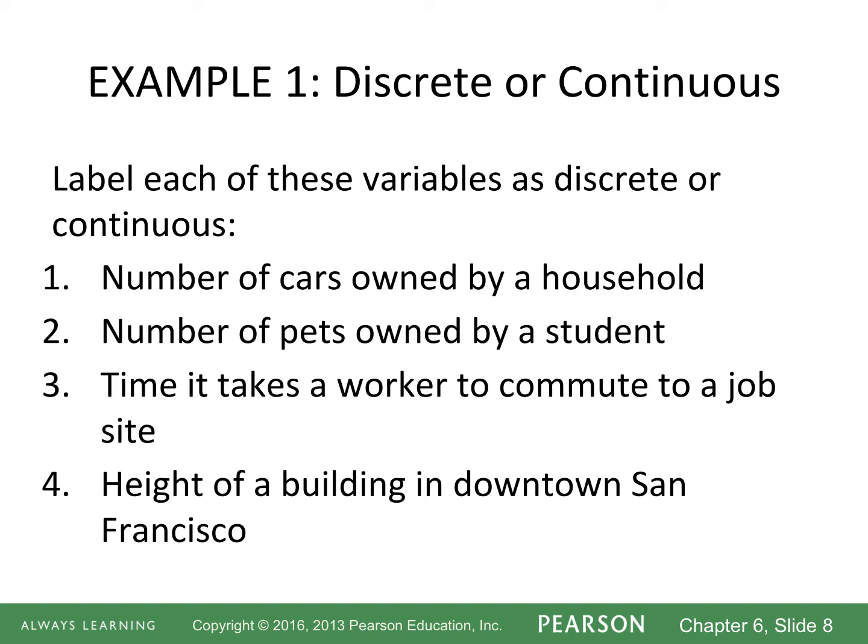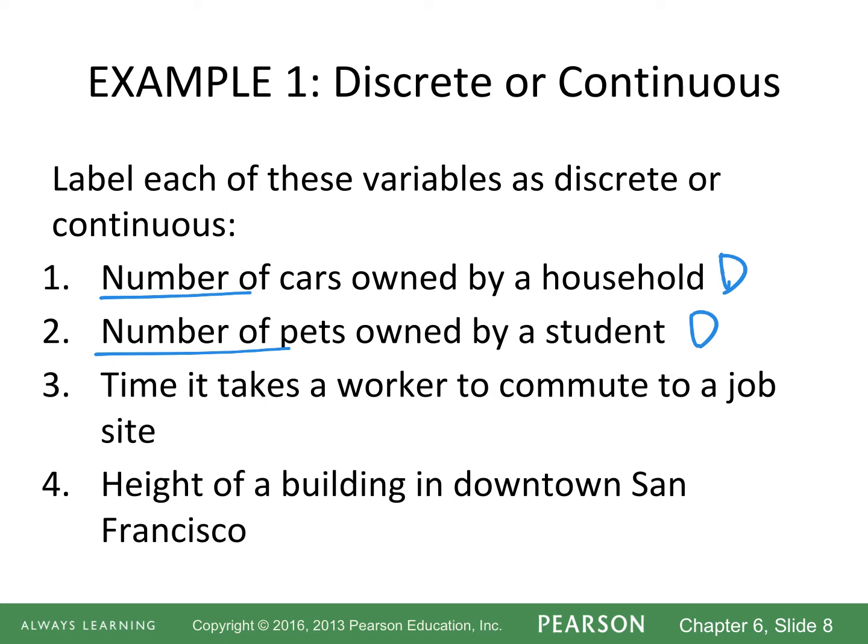Well, where's the hint? It's talking about the number of cars. Could we count the number of cars a certain household has? Yes. Therefore, this is discrete. Number 2, the number of pets owned by a student. Could you count or list how many pets a certain student has? Yes, so this one's also discrete.